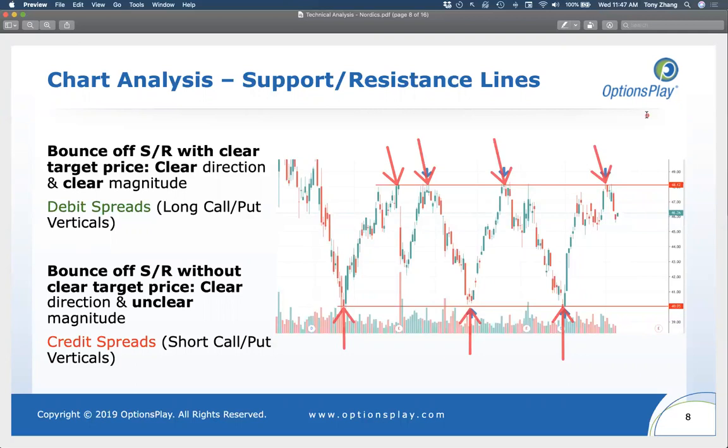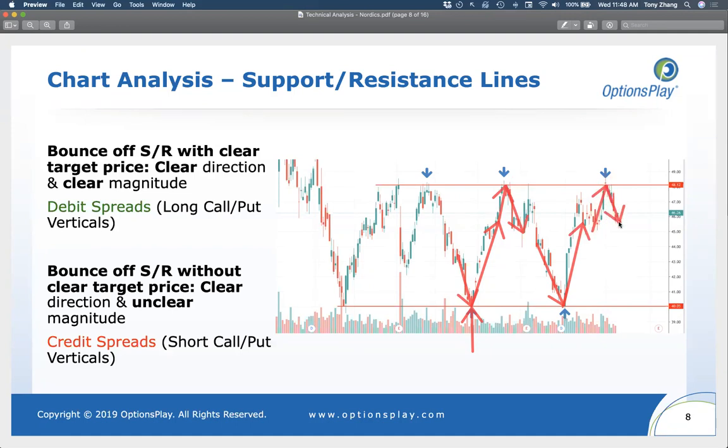So horizontal support and resistance lines, generally speaking, can be used in two ways. Number one, they can be used as reversal points, meaning I'm pretty clear that when it reaches $40, it's likely going to bounce higher. Or when it reaches 48, I'm pretty clear that it's going to reverse lower.